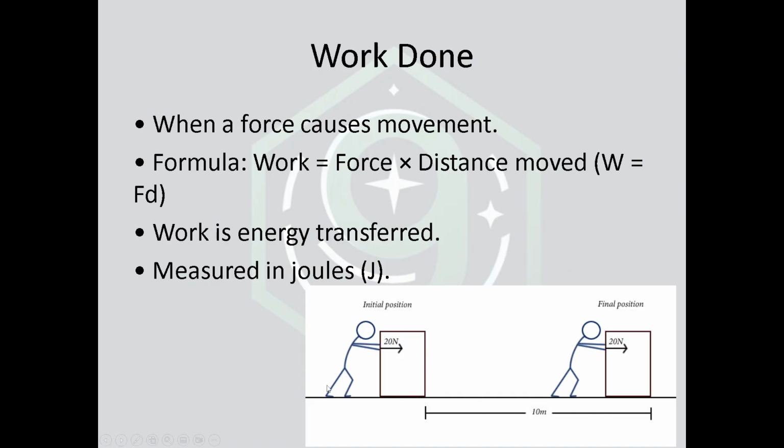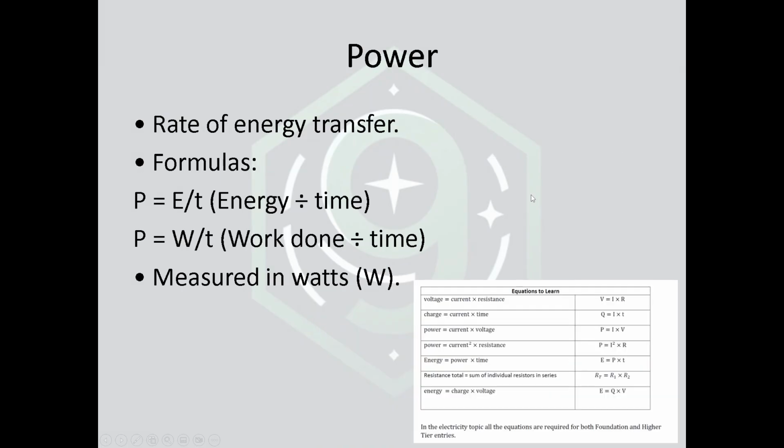I've shown a little picture here of work being done. So this man is pushing this block here, and it's basically applying a force of 20 newtons to get to this position, and it's moved a distance of 10 meters. So if we wanted to work out the work done, the force was 20 newtons and the distance moved was 10 meters. So 20 times 10 is 200 newton meter. No, 200 joules, sorry. Yep, 200 joules.